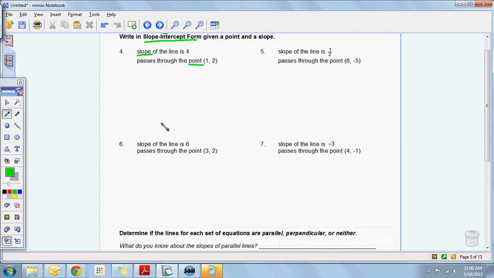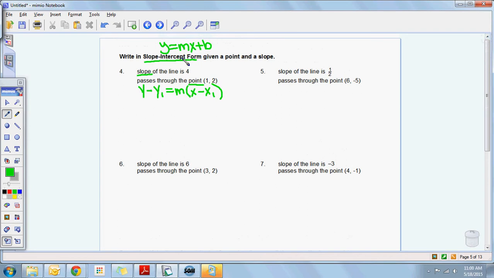So you need to start by putting it in point-slope form, and that's exactly what I'm going to do. So I'm going to go back to my problems, and I'm going to start by writing it in y minus y1 is equal to m times x minus x1. So I have to plug my information into this formula, and I should be able to convert it eventually to slope-intercept form. So watch what I'm going to do here.